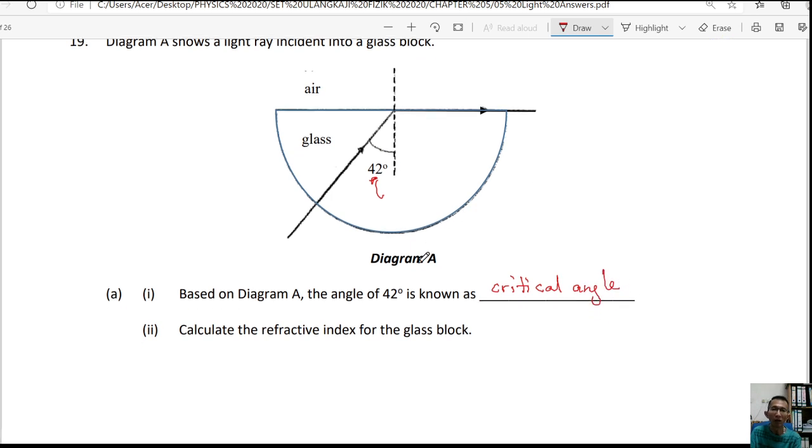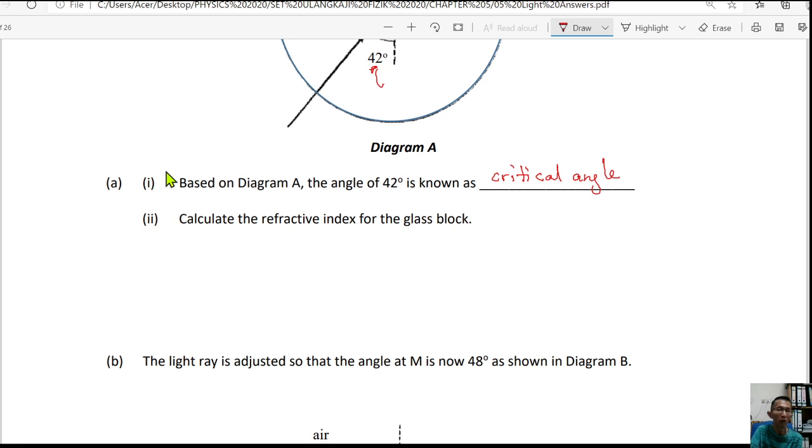Okay, calculate the refractive index. So the formula is n equals 1 over sine c. Alright, so n equals 1 over sine of 42 degrees. A very easy question, right? So n equals 1.49.